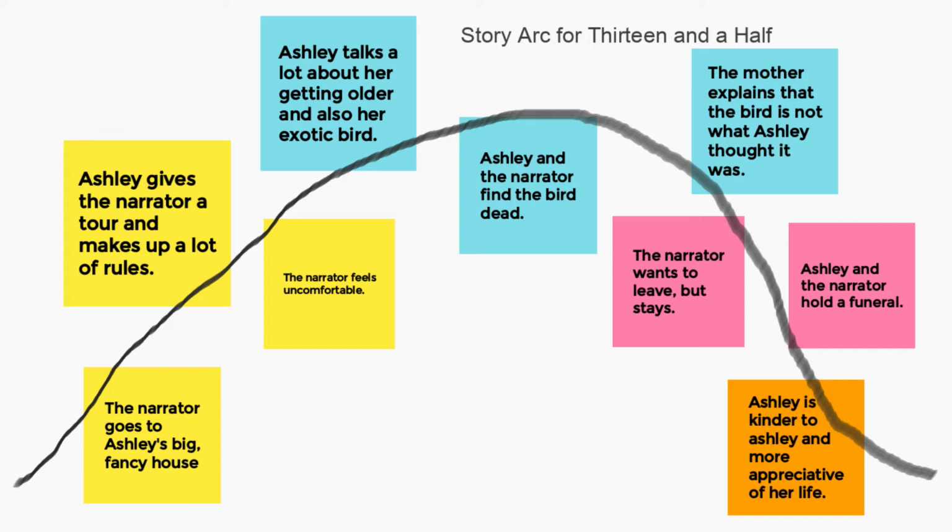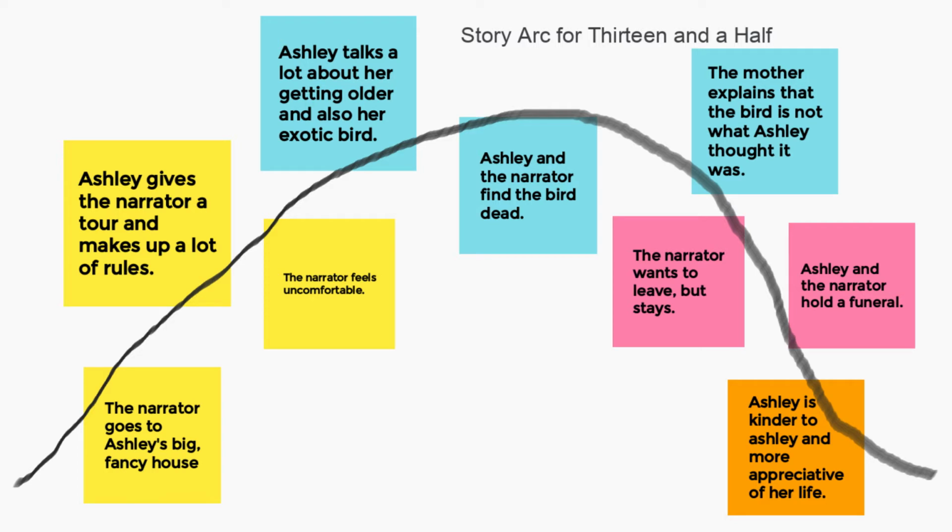Next, Ashley gives the narrator a tour and makes up a lot of rules about, like, that's my brother's bedroom, don't go in there. Talks about marshmallows or whatever they were called. Next, the narrator feels uncomfortable. So notice, remember, this line is going up, and as we continue, the narrator feels more and more of whatever they kind of felt in the beginning, which was uncomfortable. This is awkward. Why am I doing this?